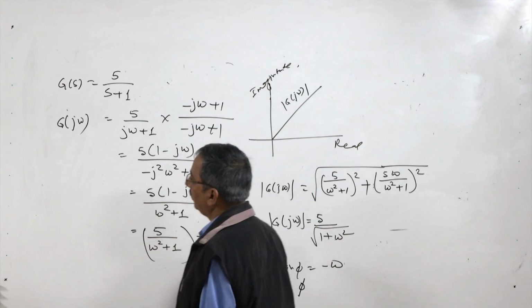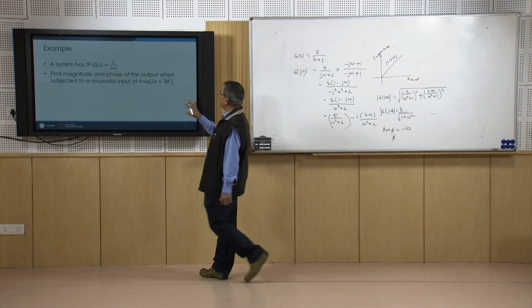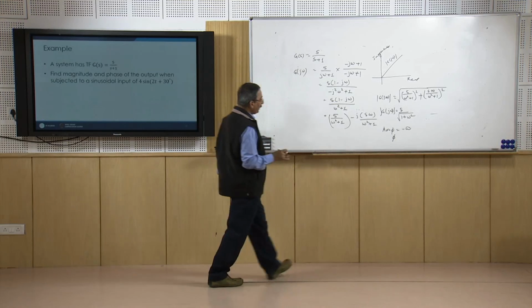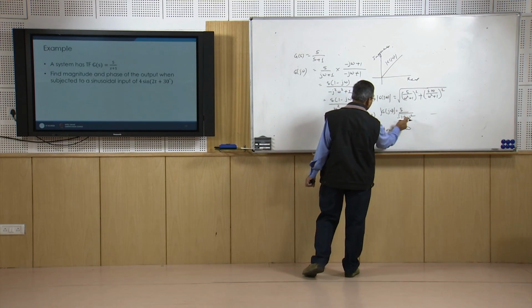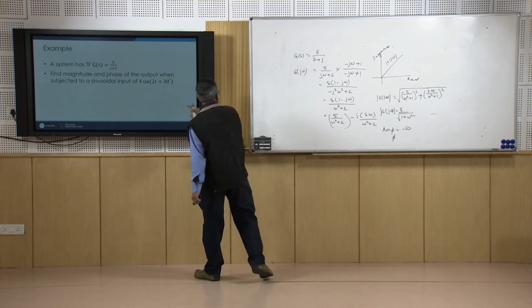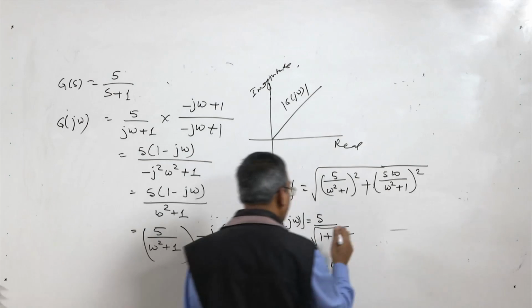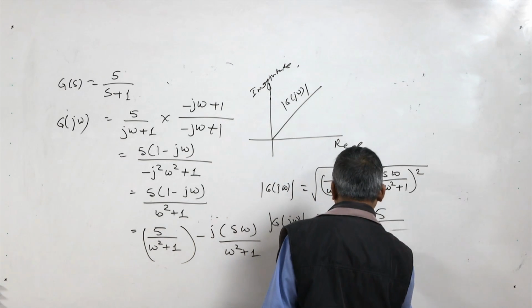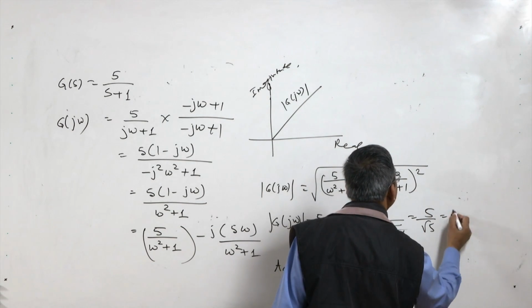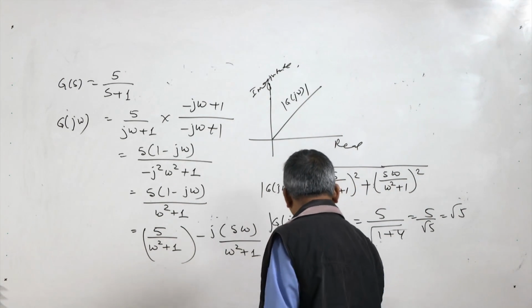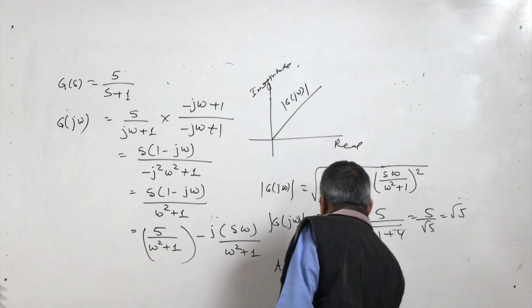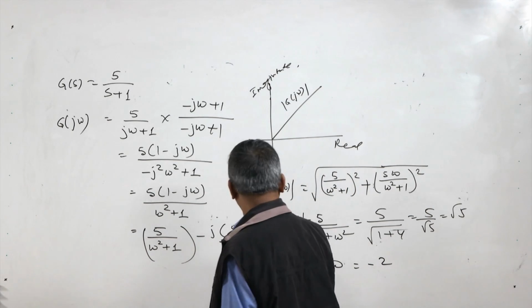Then you see that we have this input. So, the input has got a magnitude of 4. Whatever value I am getting from here, this ω of course we know, because we are given the input, it is 2. So, I can substitute 2 here. So, this will be 5 by under root 1 plus 4, or this is 5 by under root 5, or this is under root 5. Likewise, tan φ will be minus of that is 2, so minus 2. So, I can find out φ, how many degrees it is going to be.